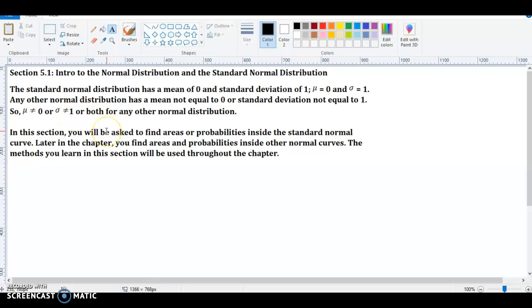In this section, you will be asked to find areas or probabilities inside the standard normal curve. Later in the chapter, you will find areas or probabilities inside other normal curves. The methods you learned in this section will be used throughout the chapter.